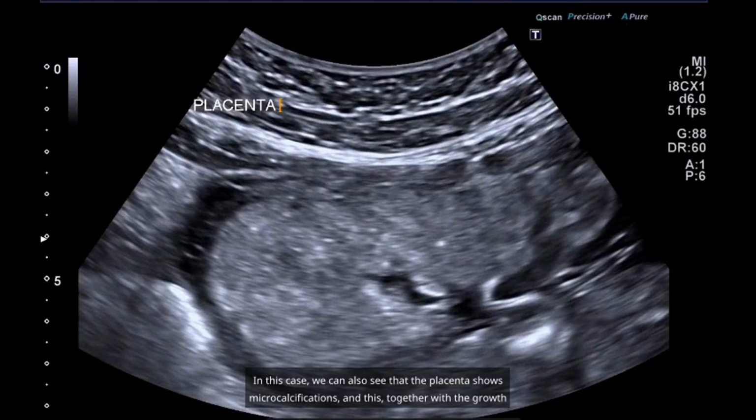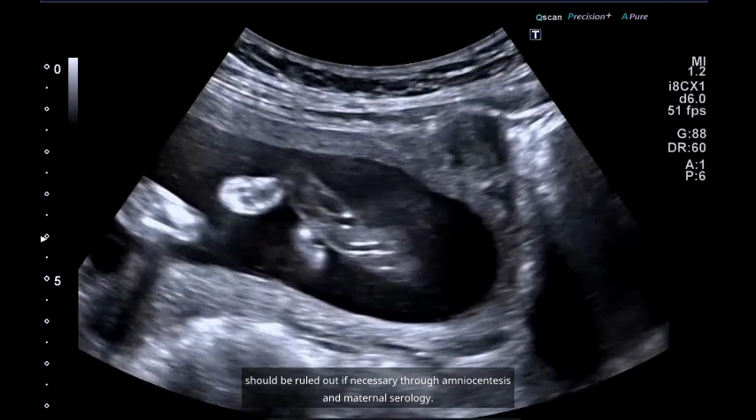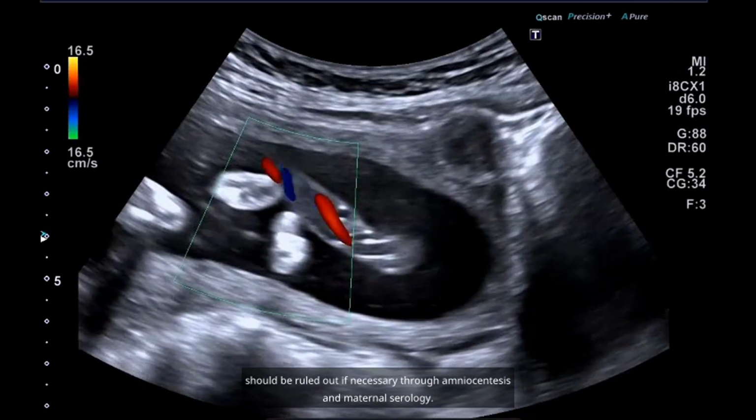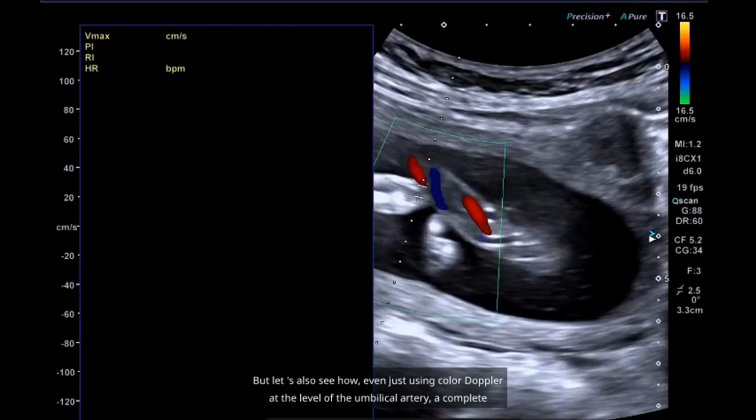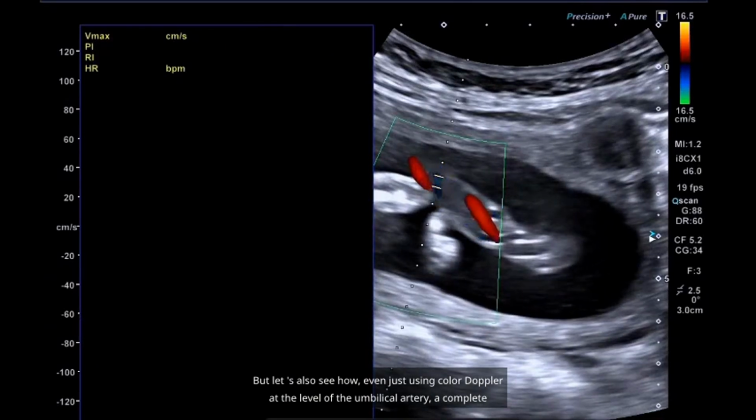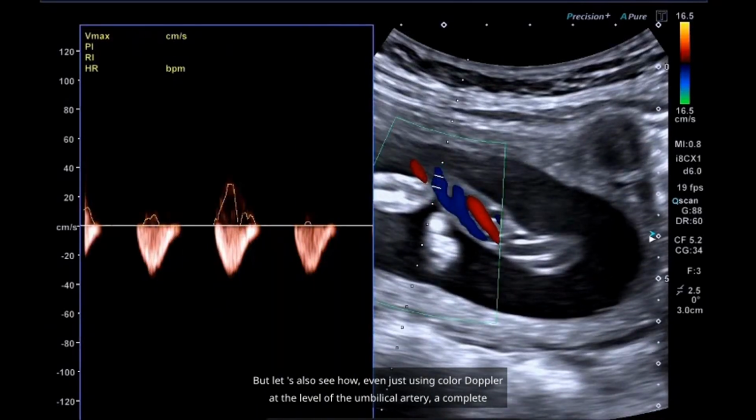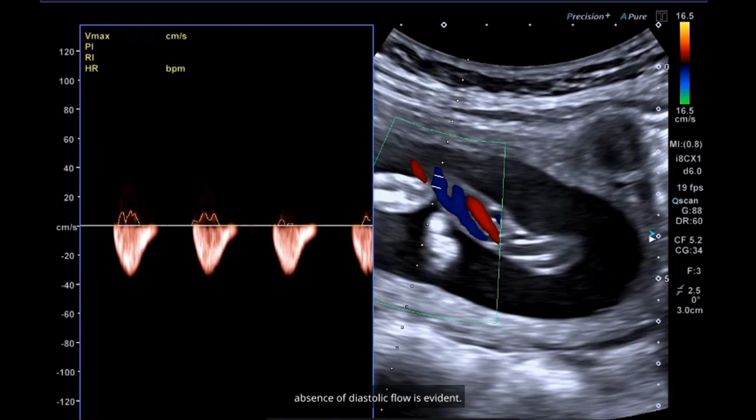In this case, we can also see that the placenta shows microcalcifications, and this, together with the growth restriction, should prompt us to consider possible infectious or even genetic pathology as a cause, which should be ruled out if necessary through amniocentesis and maternal serology. But let's also see how, even just using color Doppler at the level of the umbilical artery, a complete absence of diastolic flow is evident.